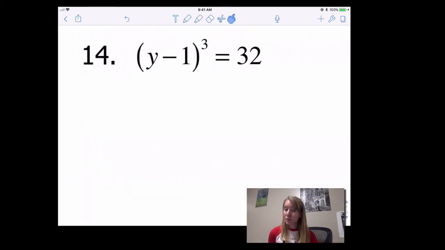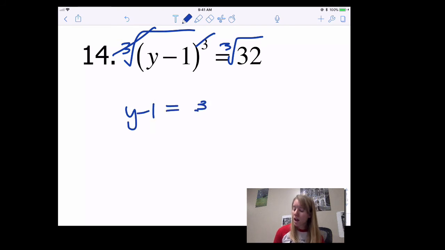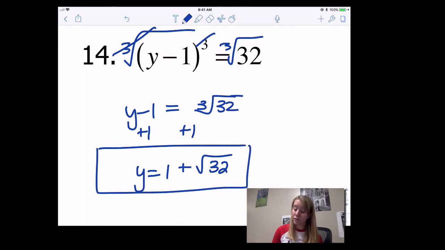And number 14 is a lot like number 12. So again, if you want to pause the video and try it, do so. I'll take a third root on both sides. Y minus 1 is equal to the third root of 32. The third root of 32 we're actually going to break down in our next lesson, but for now, we can leave it just like it is. So add 1 to both sides, and we get y is 1 plus the third root of 32. Again, I don't do plus or minus because I don't have a square root or a 4th root or a 6th root.